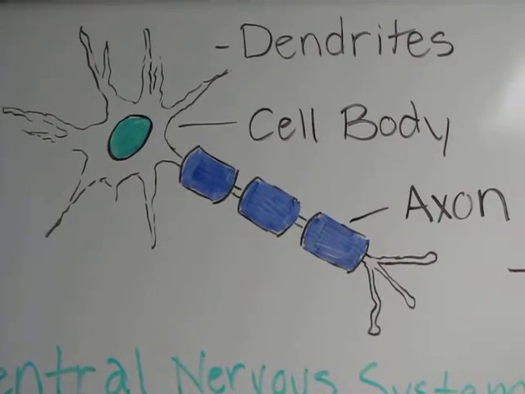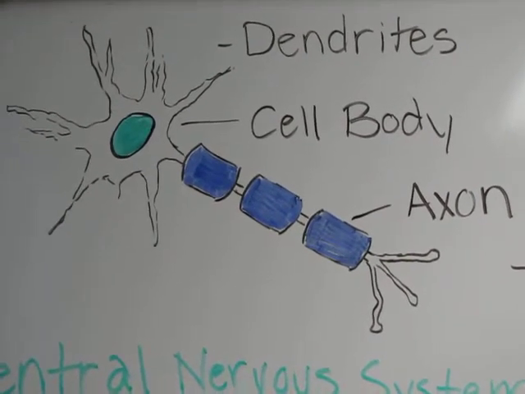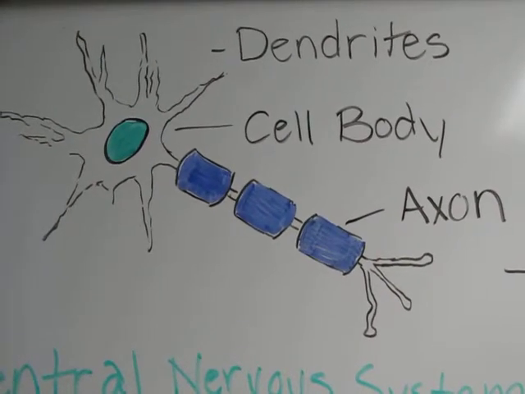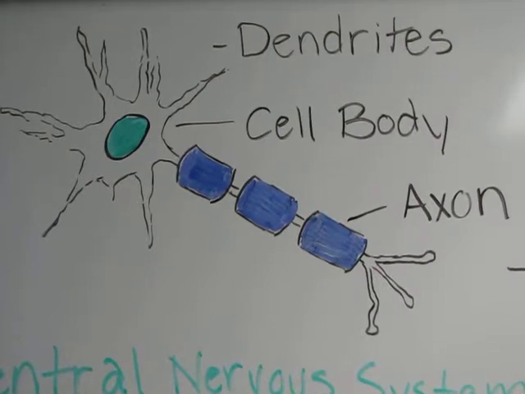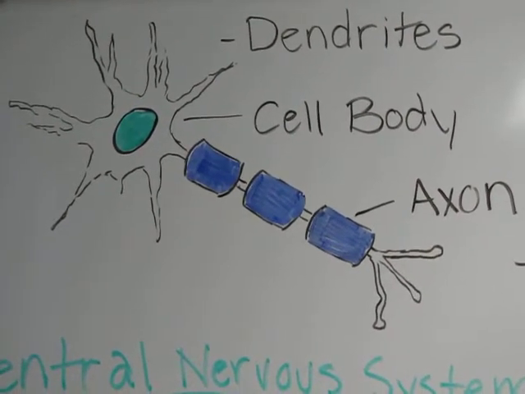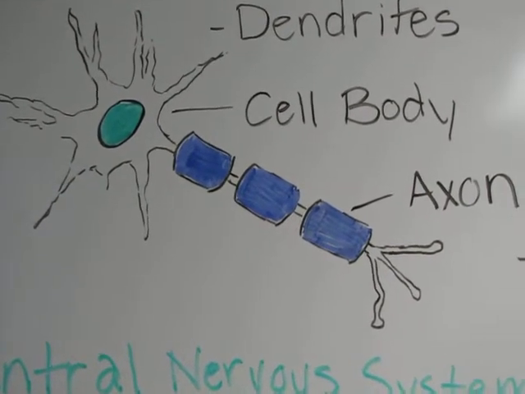The last structure is the axon, which is responsible for generating nerve impulses and transmitting them along the plasma membrane and away from the cell body. In the central nervous system, there are two types of nerve fibers: myelinated and non-myelinated. Only the myelinated fibers are affected by multiple sclerosis.